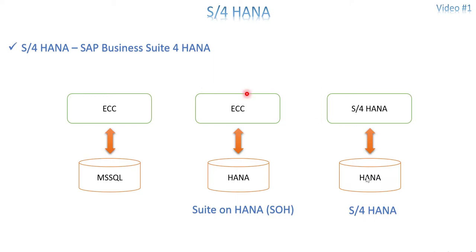So these are the three different things you should understand. I have ECC, I have ECC with HANA, and I have S4 HANA. S4 HANA is something where they have changed the application itself. So consider this a new product. It's not like ECC 4.6, 4.7C, ECC 5, ECC 6. This is a new product. You're going to learn about the new product, but you already know the functionalities. The same functionality you're going to learn in the new product. That's it.